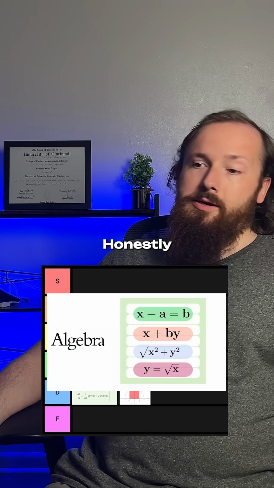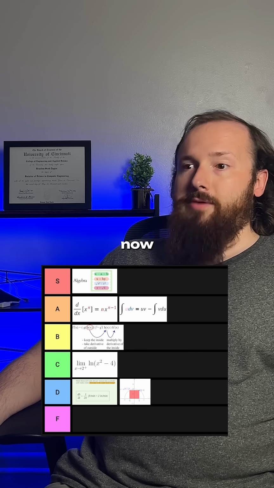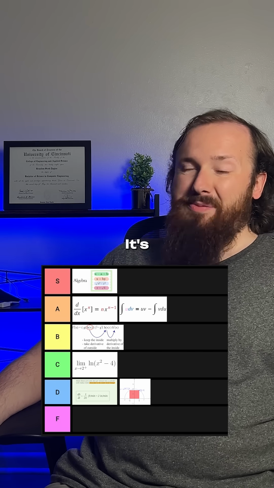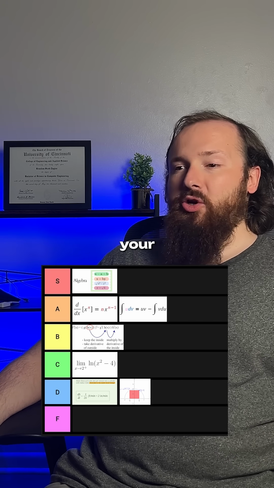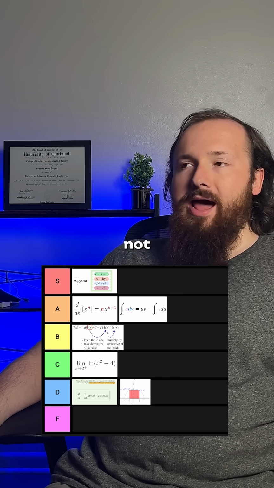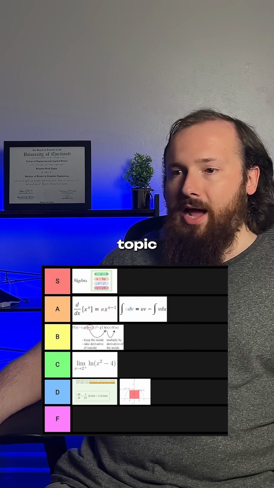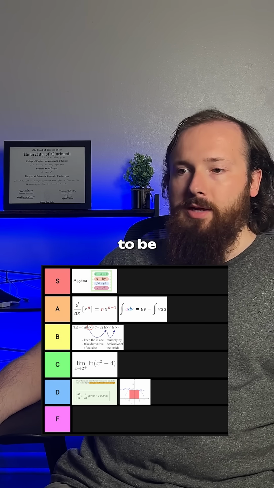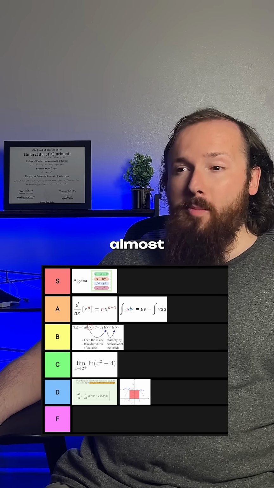Regular algebra? Honestly, S tier. And now the one that nobody wants to hear, which is why plain old algebra is S tier in calculus. It's because it's the thing that actually decides your grade almost more than anything, I think. Not every problem is going to have every topic. Most topics don't come up a lot, to be honest, but algebra comes up on almost every question.